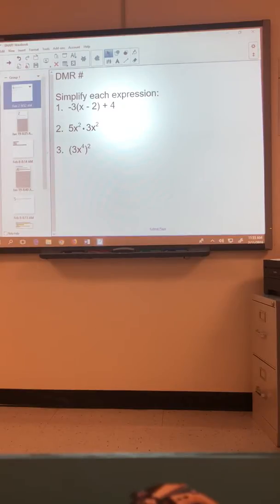Remember, when you're simplifying, you're distributing and then you're combining your like terms on number 1. And then on number 2 and 3, those are your exponent rules. So think about your exponent rules and how you would multiply and how you would give that power to everything.